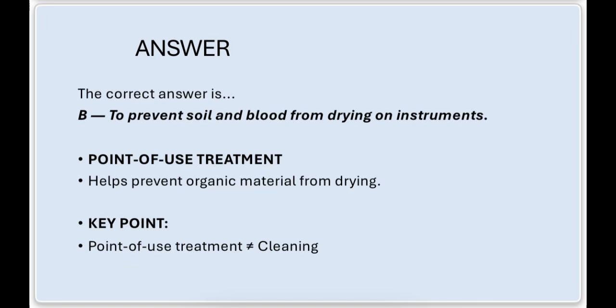The correct answer is B, to prevent soil and blood from drying on instruments. Point of use treatment helps keep gross soil from drying onto instrument surfaces. Once blood and other organic material dry, instruments can become much more difficult to clean. Remember, point of use treatment is not a replacement for cleaning.